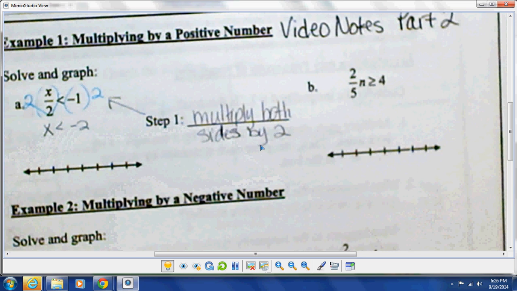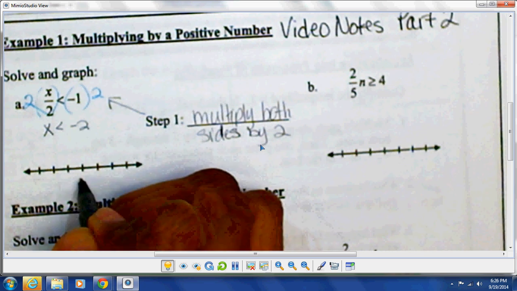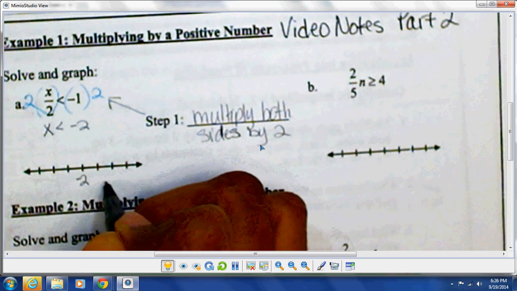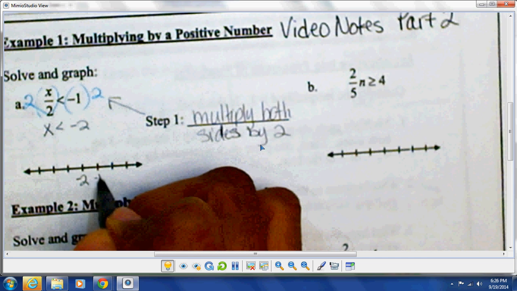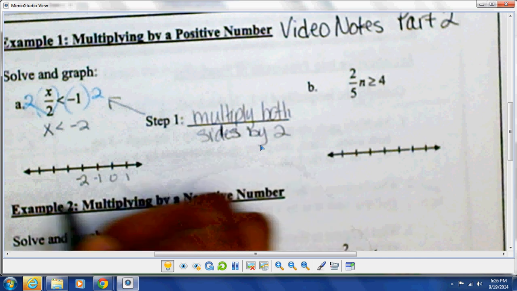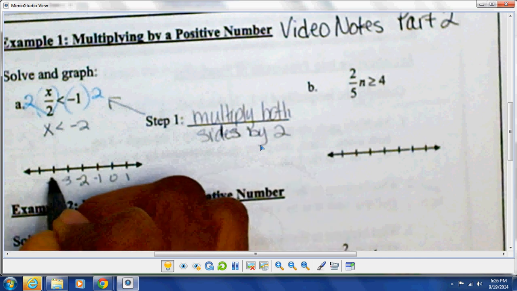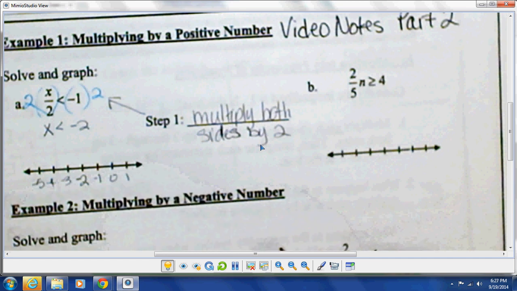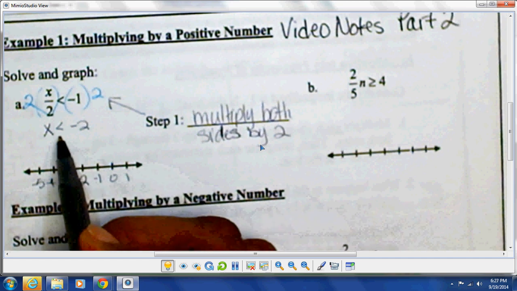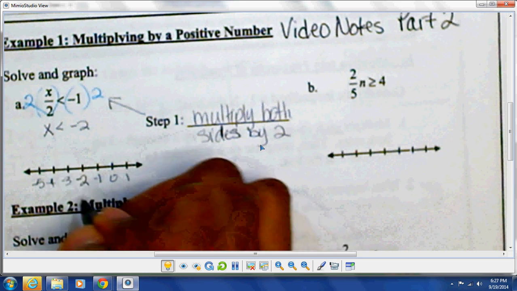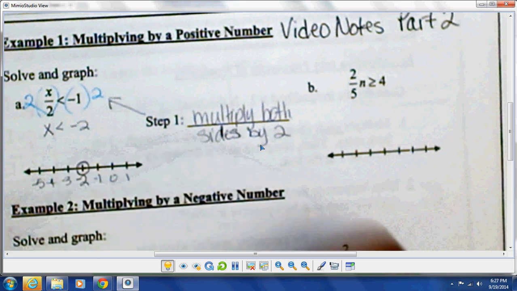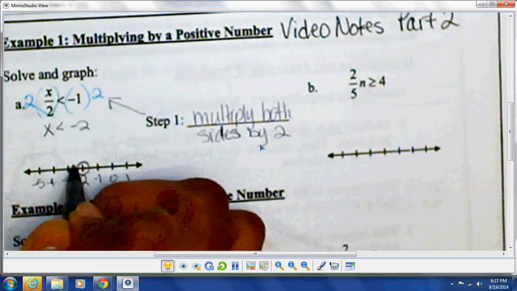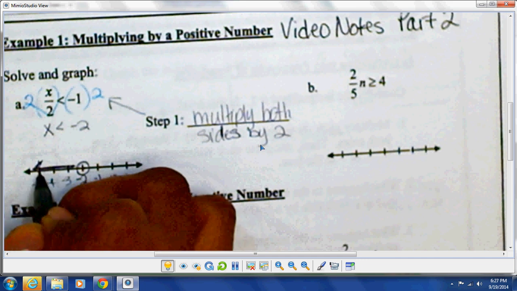And to graph it, remember I put negative 2 in the middle and fill in numbers on both sides. And since we don't have an equal to part, our circle is going to remain open and it's going to go to the left.